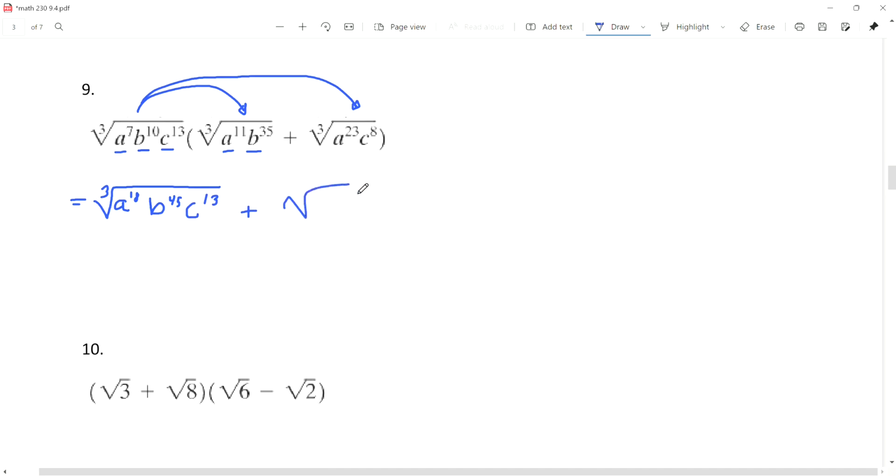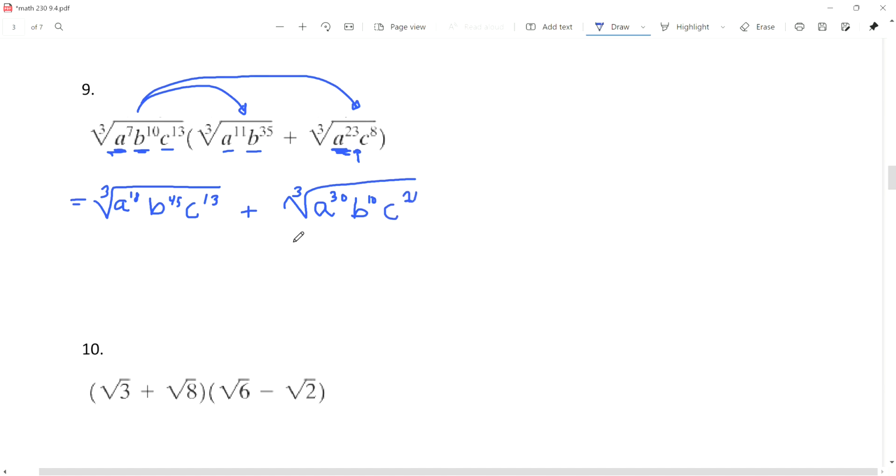Plus, again, we have the cube root. We'll multiply that a to the 23rd with the a to the 7th, so we'll add the exponents. This is a to the 30th. We have a b to the 10th, and there's no b's here, so we're just going to put b to the 10th. C to the 13th times c to the 8th. We'll just add those exponents together. That's going to be c to the 21st.